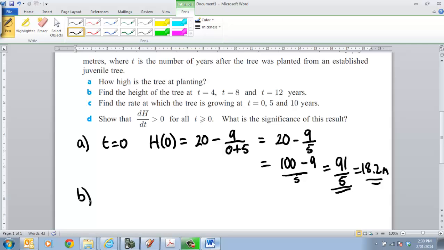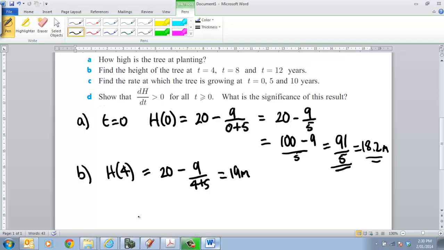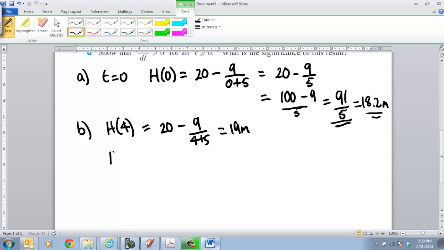Part B: find the height of the tree after 4 years, after 8 years, after 12 years. Well, again, it's just a matter of going h of 4 equals 20 take 9 over 4 plus 5. Well, that's going to be 19 metres, okay? Don't get any marks for your working out here.